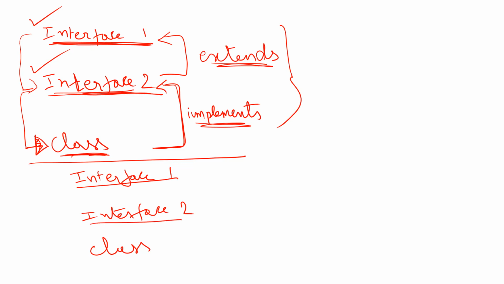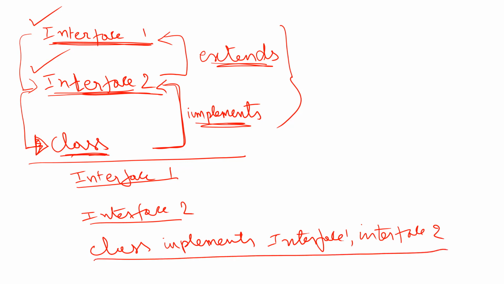So this time what we have to do is we can just say implements interface 1 comma interface 2. So this is what we can do. The point we have to remember here is, between interfaces we use the extends keyword. From class to interface we use the implements keyword. Let us see an example on this one.